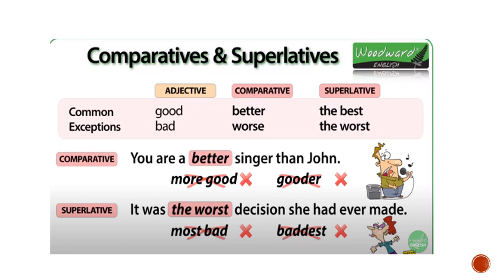Because they change their forms, so they do not take er or est, but they change their forms. I mean good, better than; bad, worse than. In superlative form, the best and the worst. Learn them by heart.